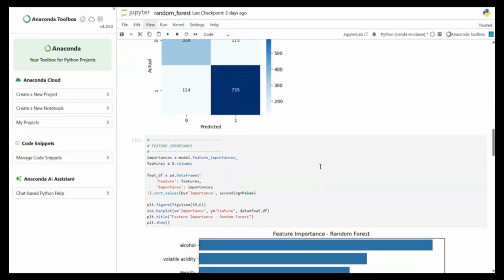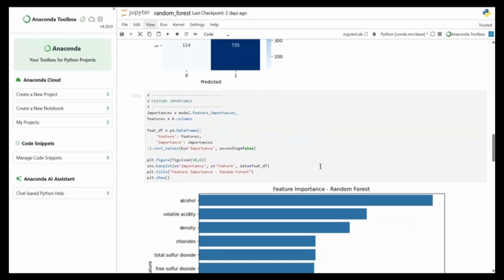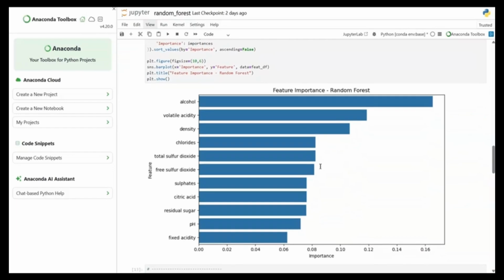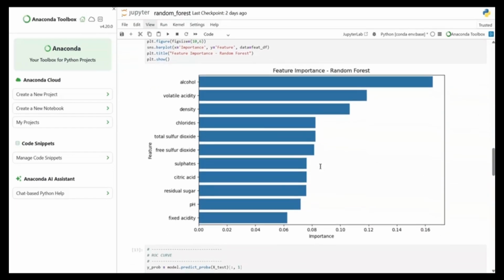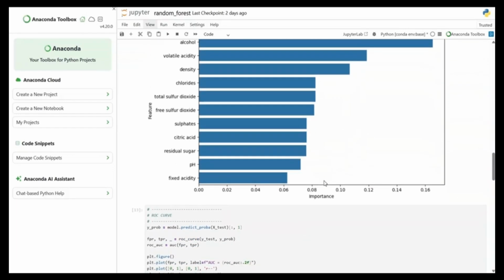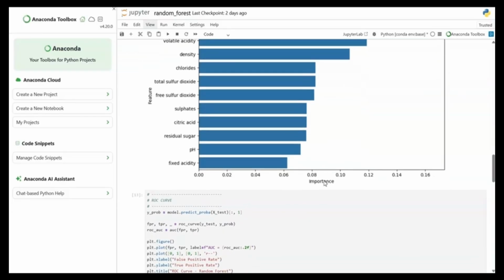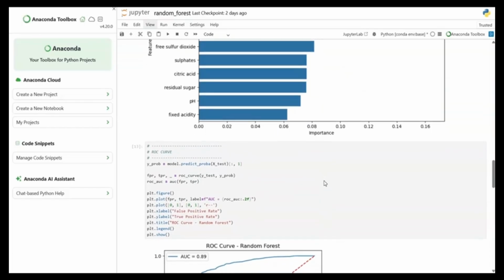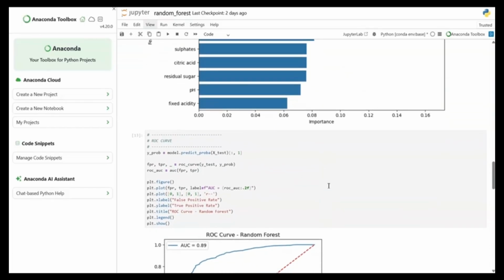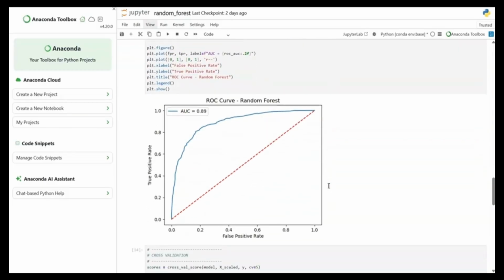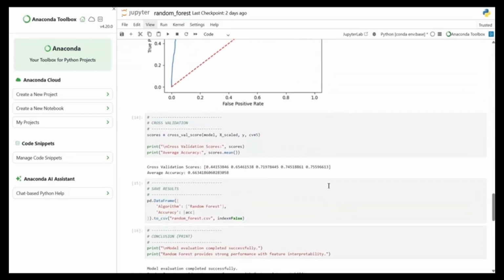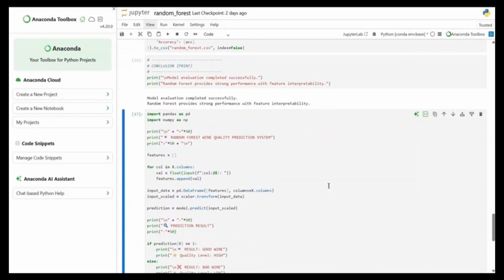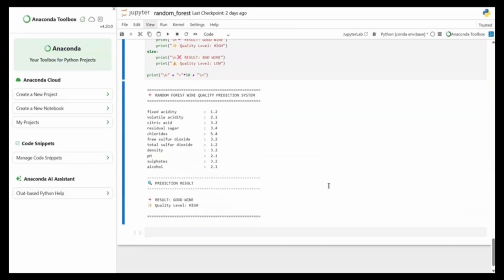In this project, Random Forest achieved the highest accuracy of approximately 82% compared to the other models. We also analyzed feature importance, which helps identify which features influence the prediction most. From the result, alcohol content and sulfates were found to be the most important features for determining wine quality. Overall, Random Forest performed best because it handles nonlinear relationships well, reduces variance, and provides stable and accurate predictions.